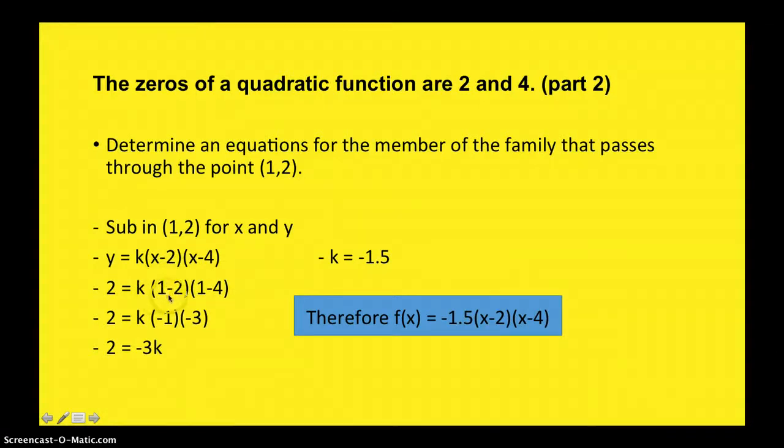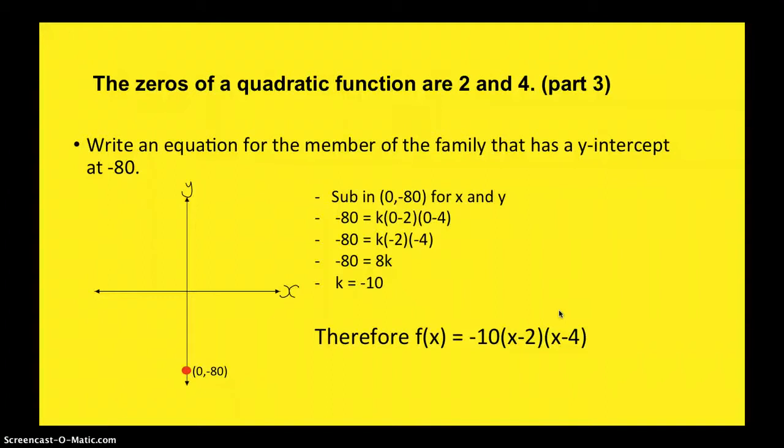So you get k(1 minus 2)(1 minus 4), k times (negative 1) times (negative 3). So 2 equals negative 3k, and k equals negative 1.5. Therefore, the equation will be f(x) equals negative 1.5(x minus 2)(x minus 4).